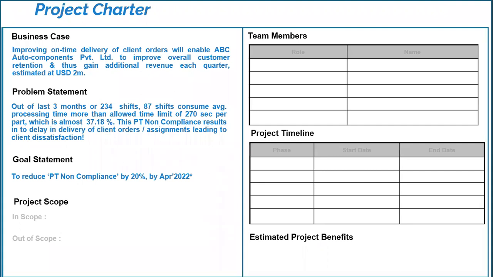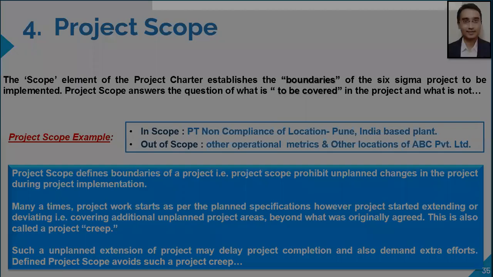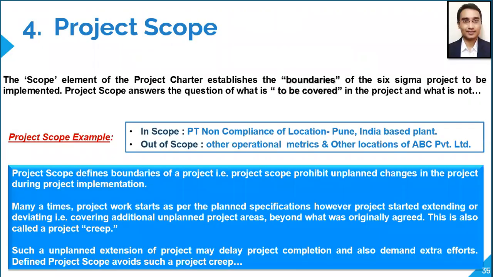Now we are going to understand the very next element, the fourth element, which is project scope. So let's go ahead and try to understand project scope. What is project scope and why is it needed? The scope element of the project charter establishes the boundaries of the Six Sigma projects to be implemented. Project scope answers the question of what is to be covered in the project and what is not.